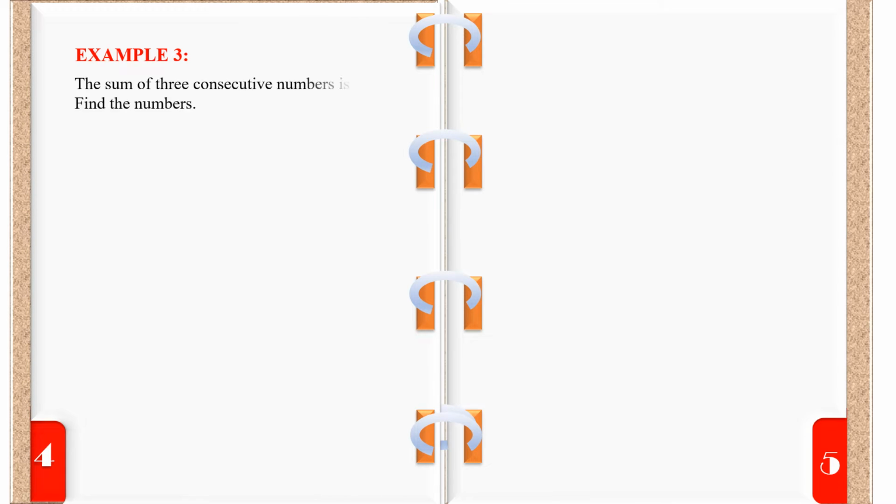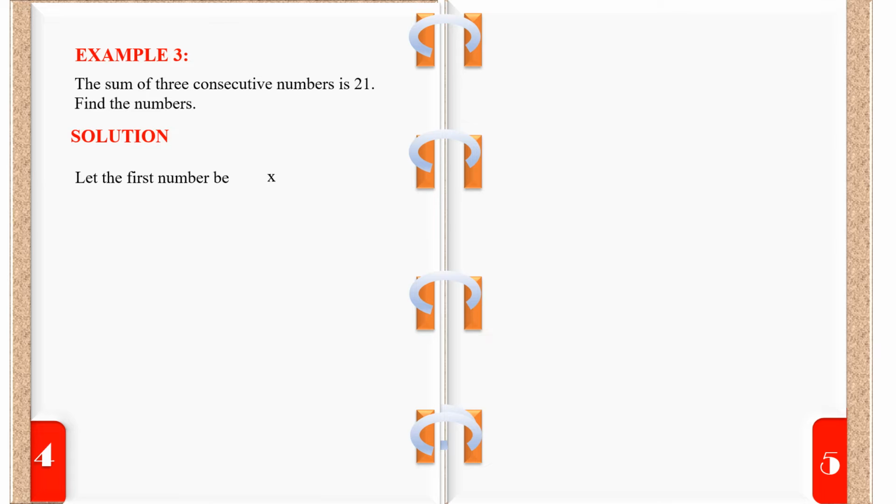Example 3. The sum of 3 consecutive numbers is 21. We are asked to find the numbers. To solve that, we have the statement: let the first number be X. Since we don't know the number, we are going to represent it with a letter, and we are choosing X. And don't forget that the numbers are 3 consecutive numbers.